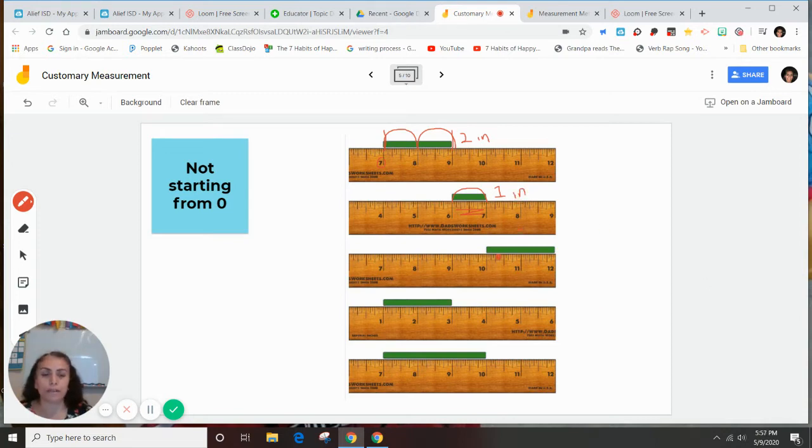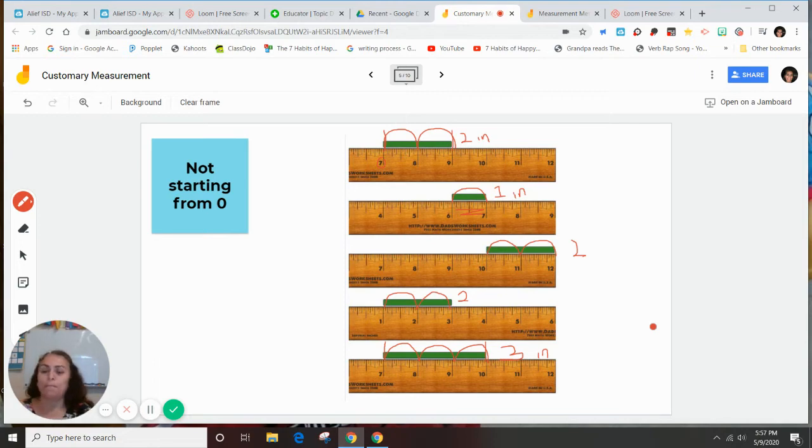Okay, let's do our next example. 1 and 2 inches. 1 and 2. Okay, so this is 2 and this is also 2. Let's do our last one. Starting here, which is not 0, but this is where it starts. This is where it ends. Let's do our jumps. 1, 2, 3. So this is going to be 3 inches long.